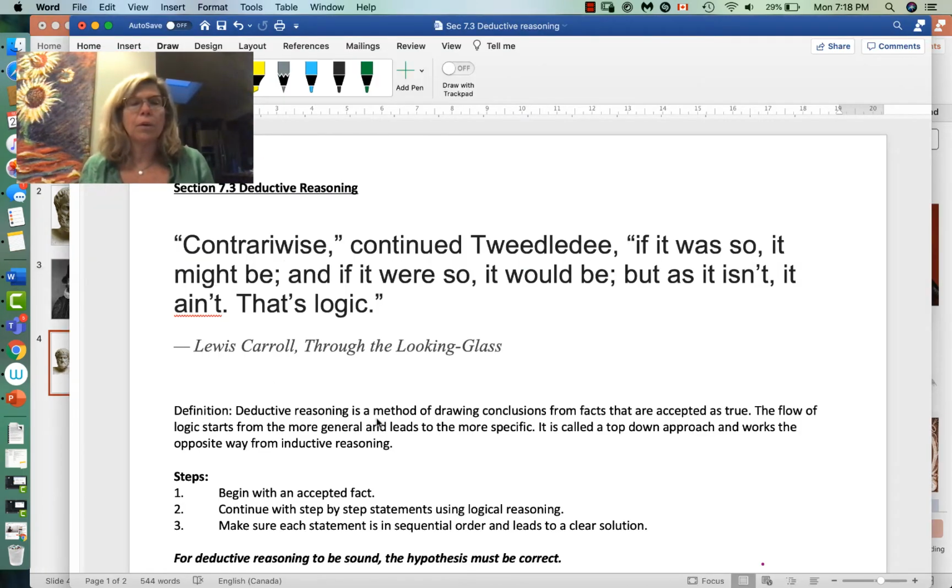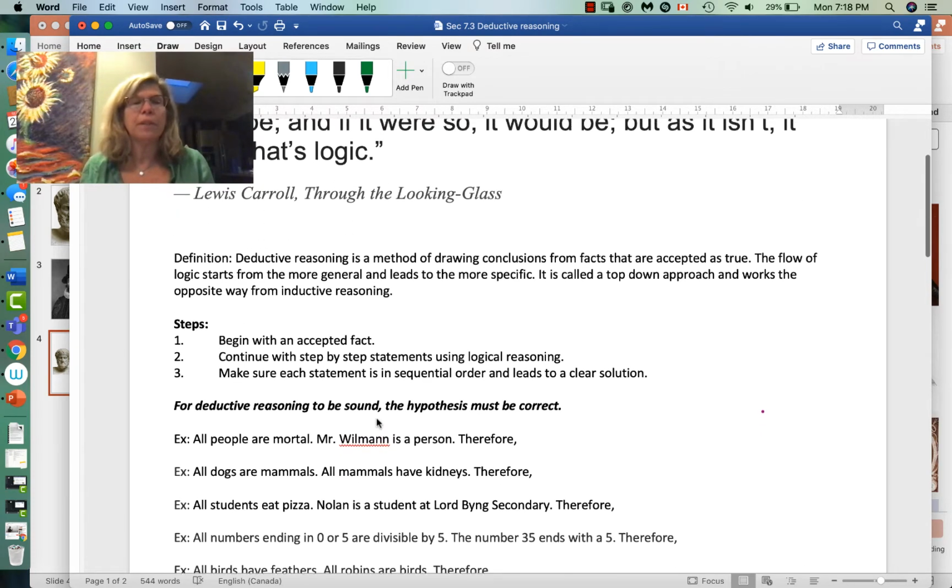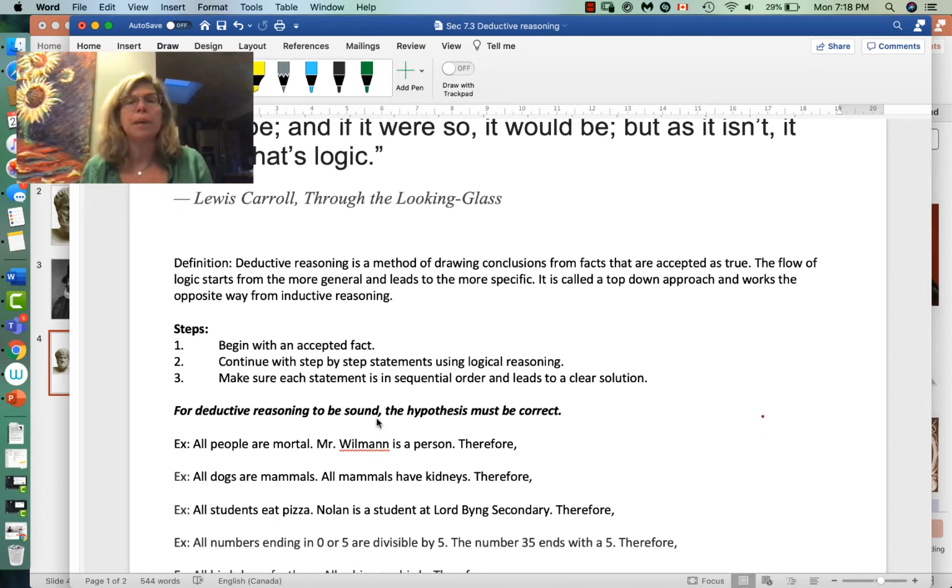Okay, and then I'll just give you a definition from the book, which is: deductive reasoning is a method of drawing conclusions from facts that are accepted as true. That's the top-down piece. The flow of logic starts from the more general and leads to the more specific. It's called a top-down approach and works the opposite way from inductive reasoning. So the way we're going to test this out are the three steps. You begin with an accepted fact, and then continue step by step with statements using logical reasoning, and make sure each statement is in sequential order and leads to a clear solution.